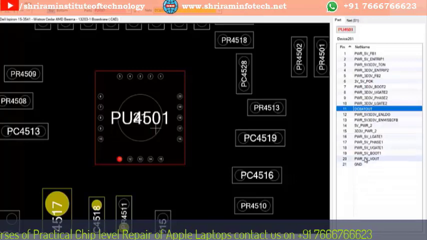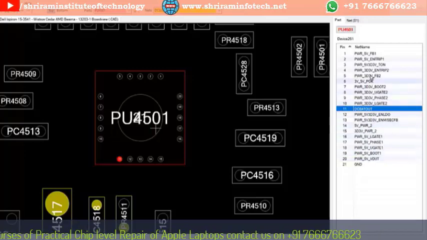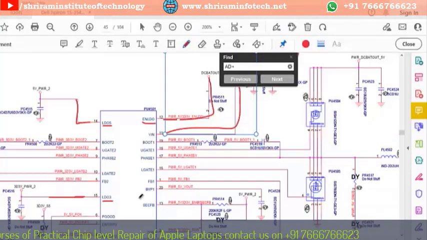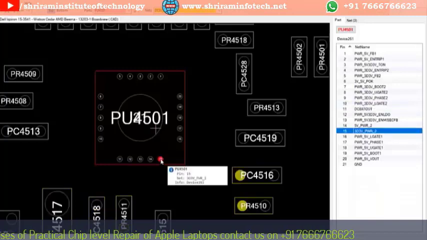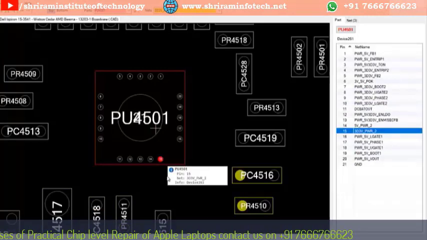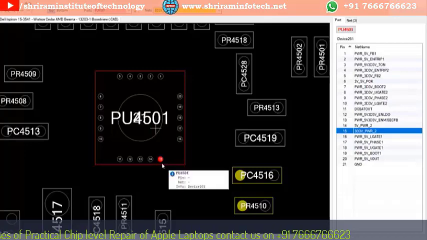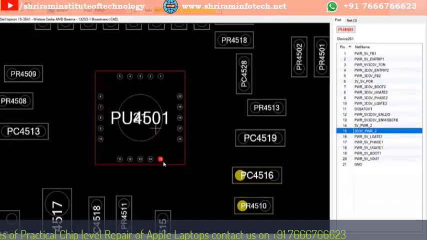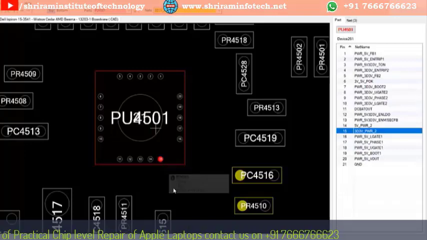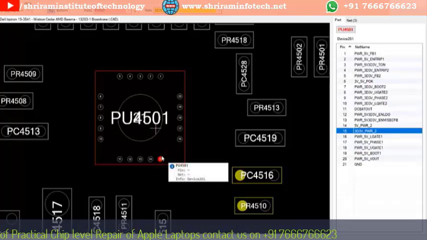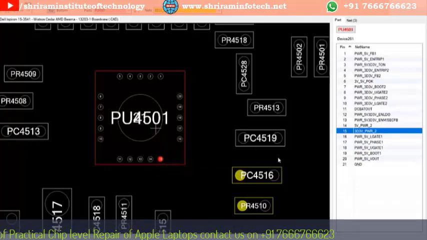LDO03. LDO03, where is it? Pin number 15. This is my LDO03. Here I should get 3 volt, and this 3 volt is going to the SIO. You have to check like that. And then the LDO05, like that. So in this way we have to check this chip's different voltages, enables and outputs.